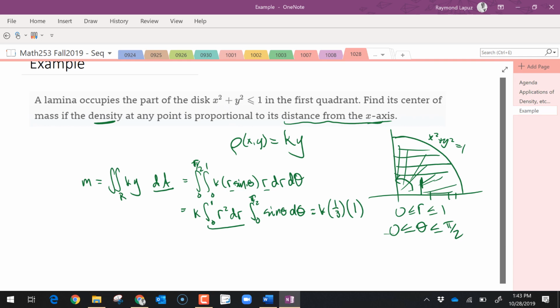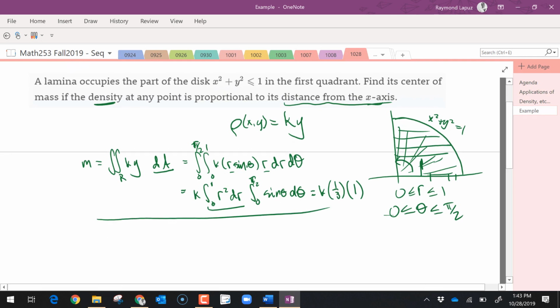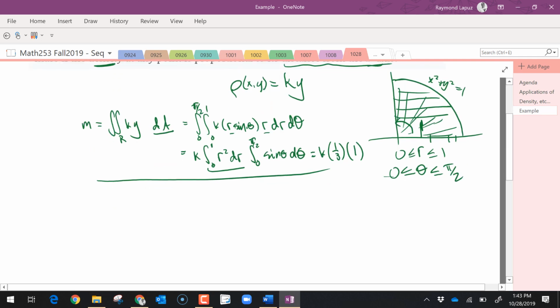All right, so that's M. That's your mass. The Mx is going to be the same thing you're integrating, except you're going to multiply this by y.